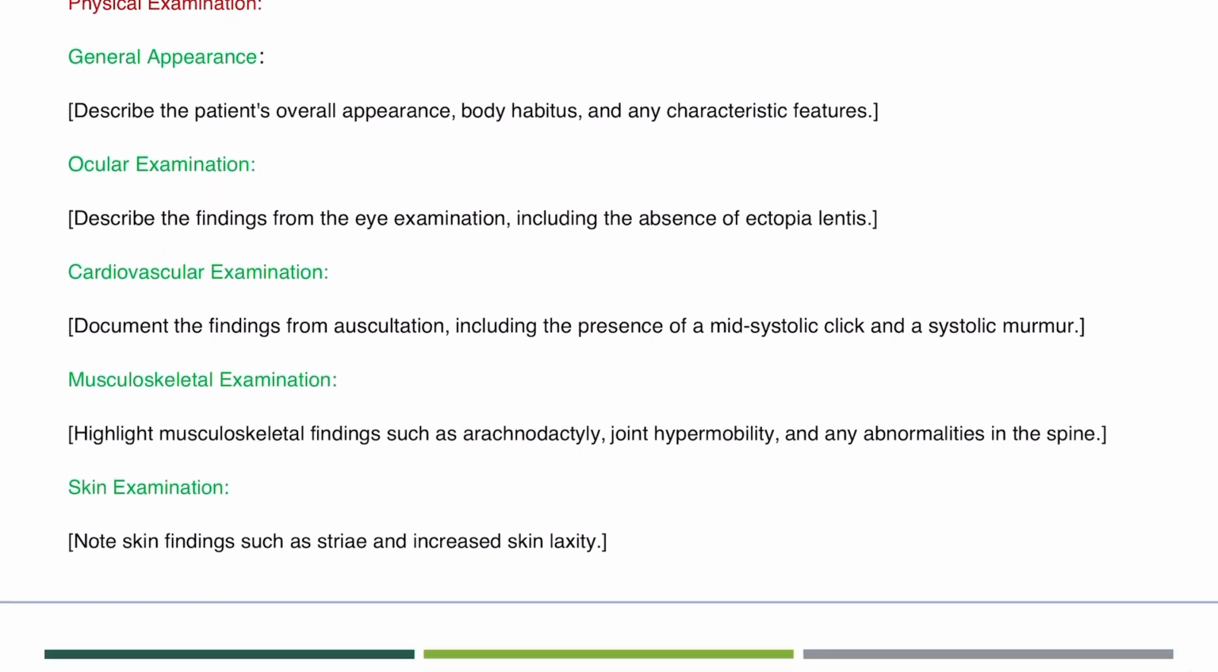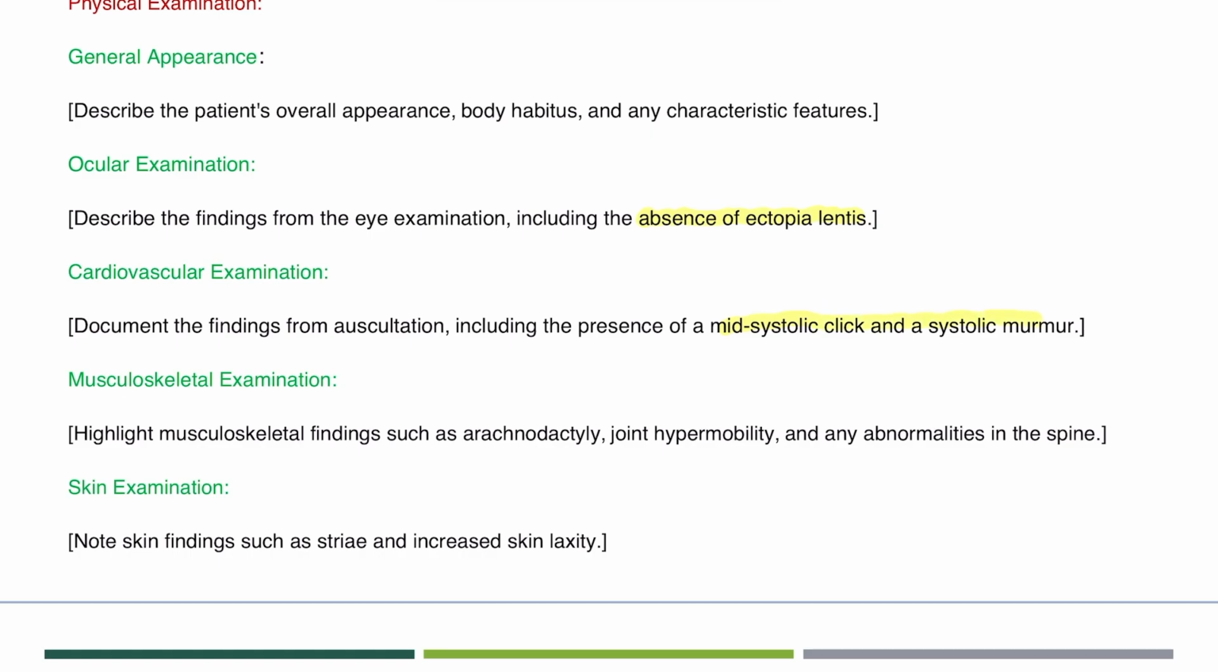We have already discussed the characteristic features of Marfan syndrome. Just repeat it. What was the general appearance on the ocular examination? Regarding the ocular examination, these are the important negatives to mention: there was absence of any ectopia lentis. Cardiovascular examination: you're going to tell about the positive findings, that there was a mid-systolic click and a systolic murmur.